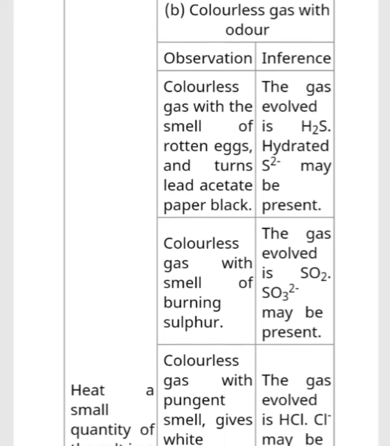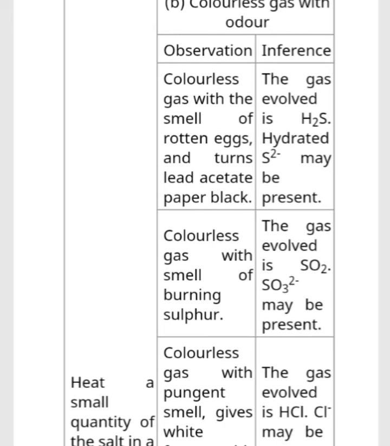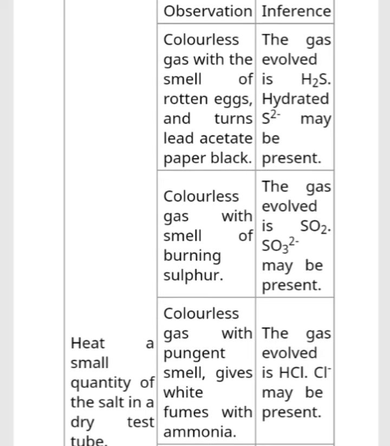We have some others. Look at the colorless gas with smell. The next one, number B, is colorless gas with odor. Look at what I was saying just now, in the first video I was doing. Colorless gas with the smell of rotten egg that turns lead acetate paper black. Rotten eggs: we discovered just now that hydrogen sulfide may be present. So it's either sulfur dioxide or hydrogen sulfide present there.